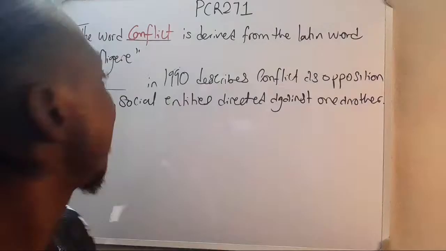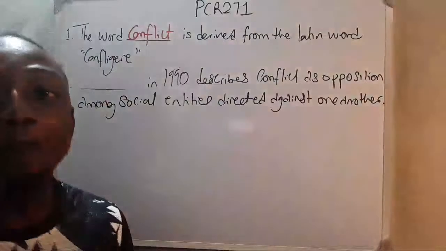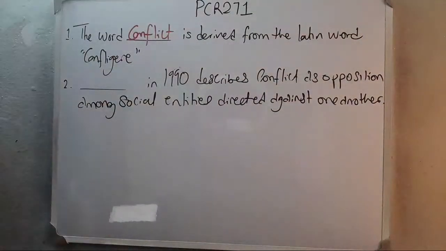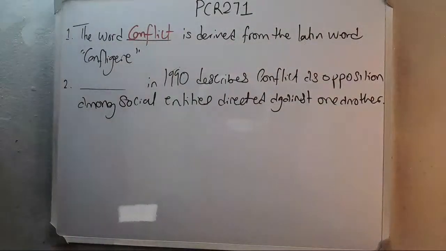So we have a question. Dash in 1990 described conflict as opposition among social entities directed against one another. Who's helping us with the answer? Now, please, let's do well to respond. Yes, Quincy.